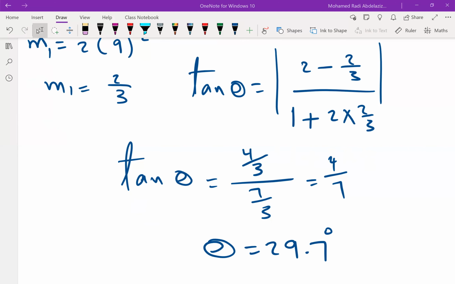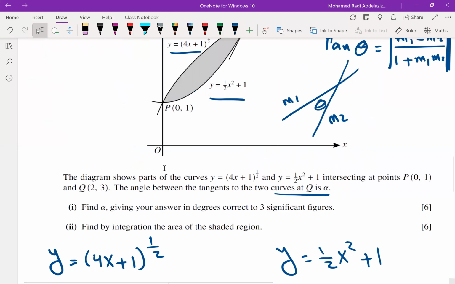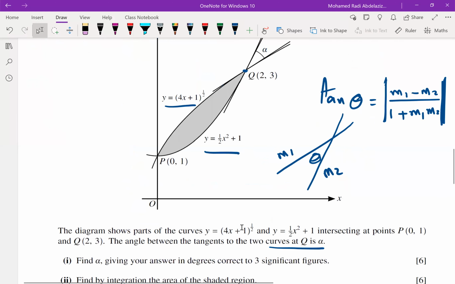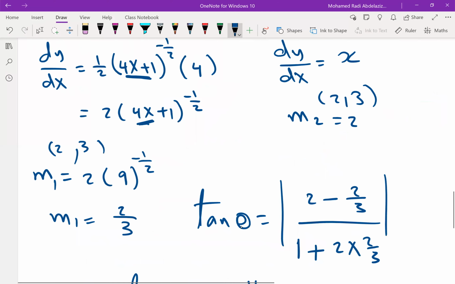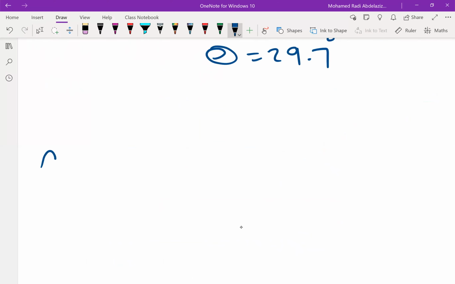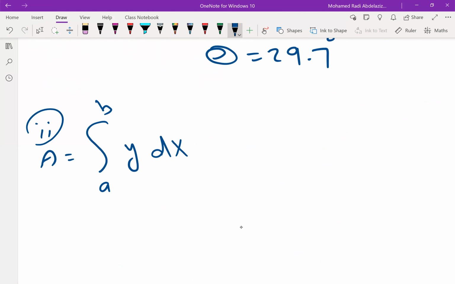He asked to find the area of the shaded part. Find by integration the area of the shaded region. To get the area of the shaded region, you can integrate from 0 to 2 for the first function minus the integral from 0 to 2 for the second function. It's better to start with the higher one. This function is higher. In general, to get the area, integrate y by dx from a to b. This is the area between two graphs, from 0 to 2.